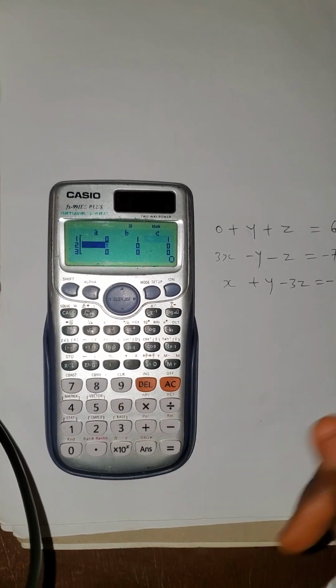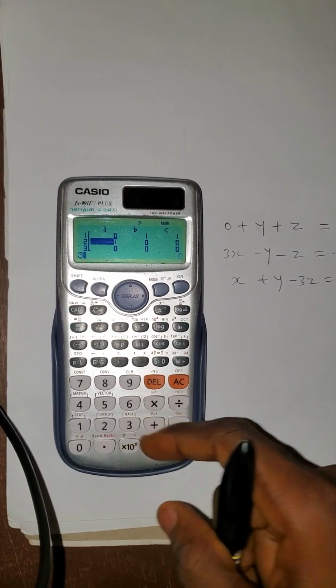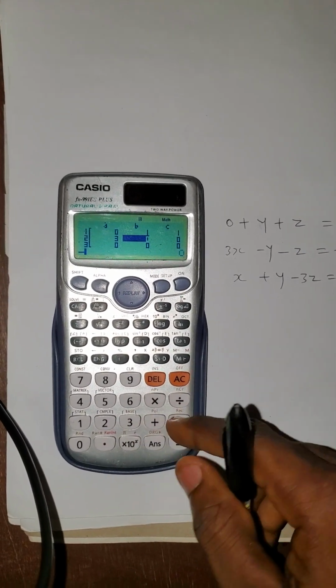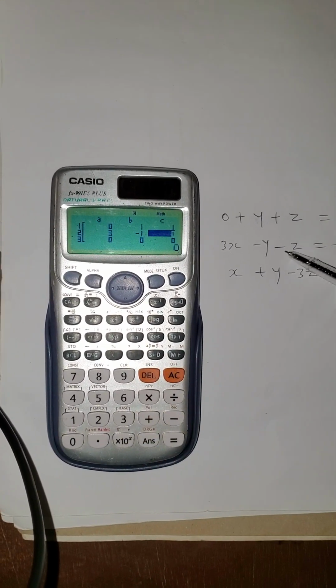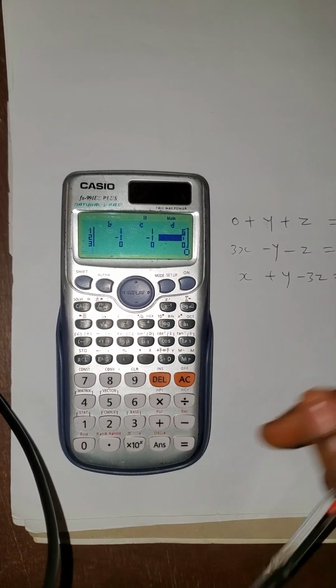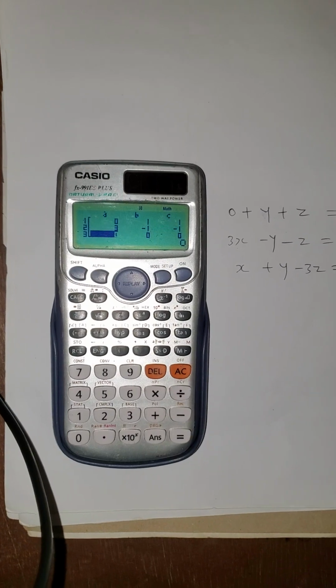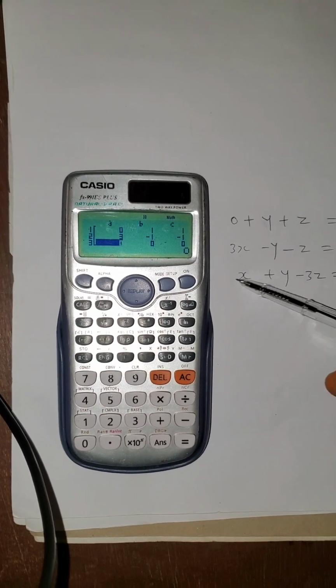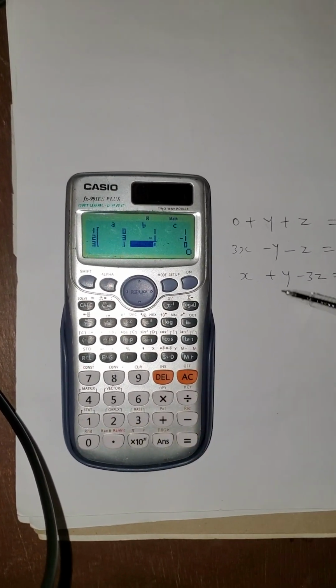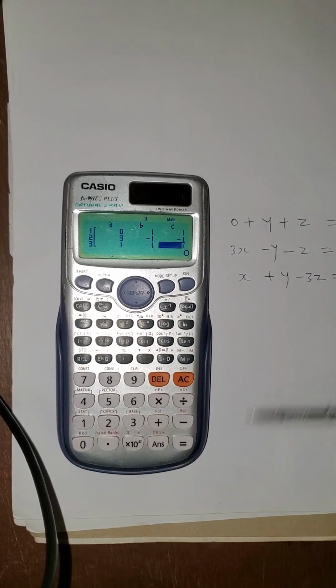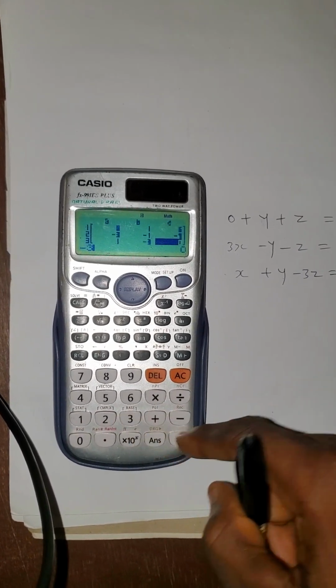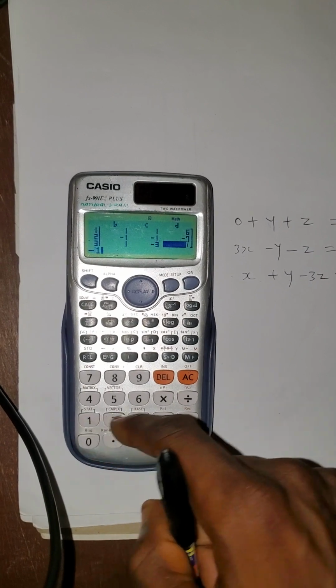6. Next one here, coefficient here is 3. Next one is minus 1. Next one is also minus 1. The equals to here is minus 7. Next one here is 1. Next one here is also 1. Next one here is minus 3. And the equals to here is minus 13.